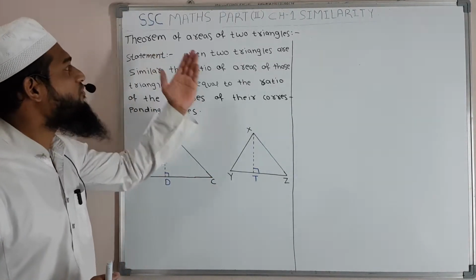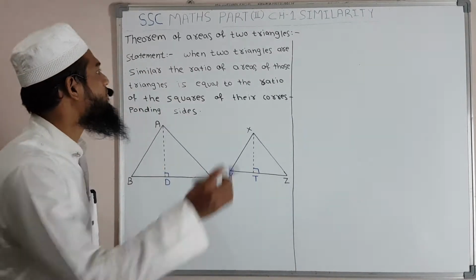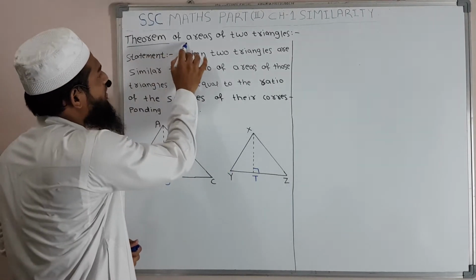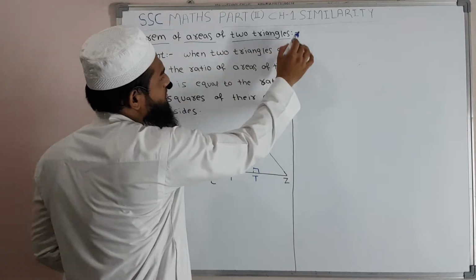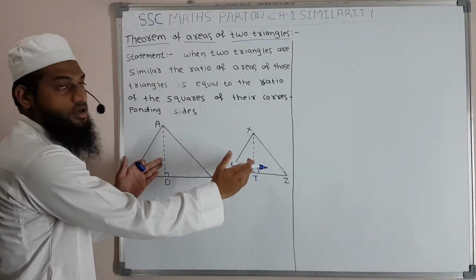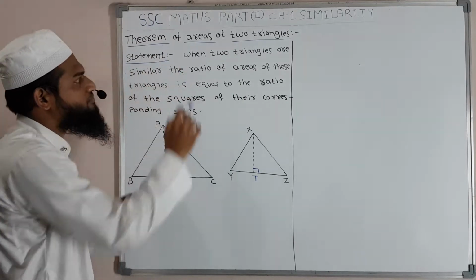Theorem of areas of two triangles. These are the two triangles. What is the statement of this theorem?